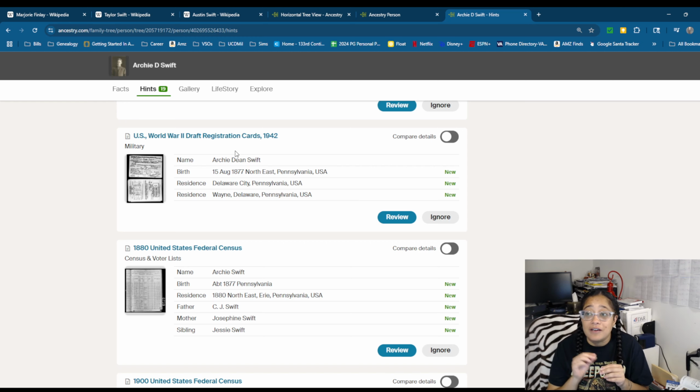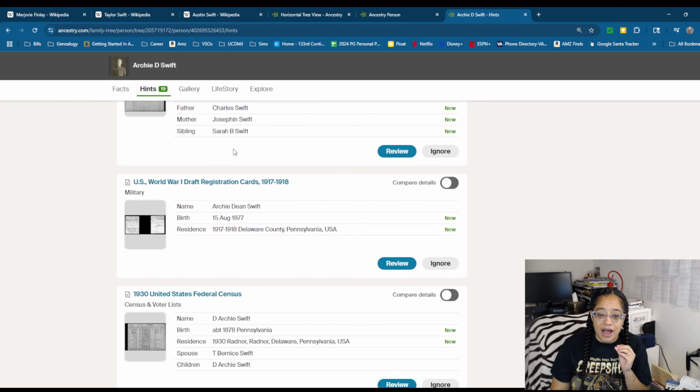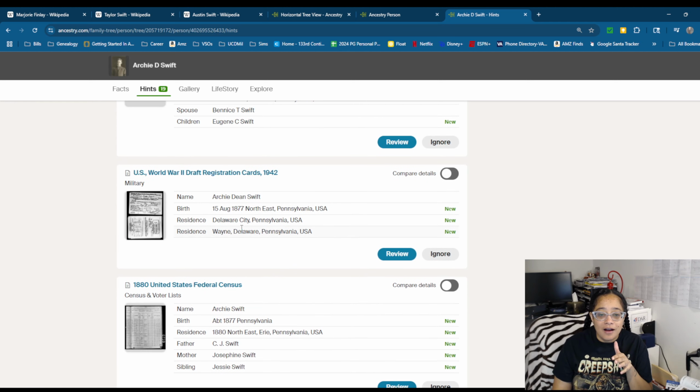This information was given by the person who was having to register for the draft. And then we have World War I. Love World War I draft registration cards too, because again, it gives you probably more likely the real date of birth. A lot of people kind of fudge their date of birth, especially back in the day. But not every World War I draft registration card has the place of birth. So this one is saying, hey, he was born August 15th, 1877.